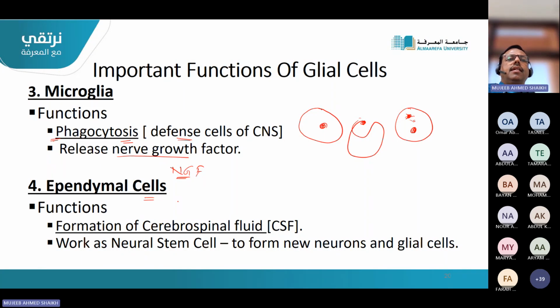Ependymal cells, as I said, line the cavities. Suppose this is a cavity, so these are the cells, and they secrete a liquid called cerebrospinal fluid, CSF. Ependymal cells line the cavities like the lateral ventricle, third ventricle, and fourth ventricle, and they secrete a liquid we call cerebrospinal fluid. Also, they work as stem cells. What is the meaning of stem cell?